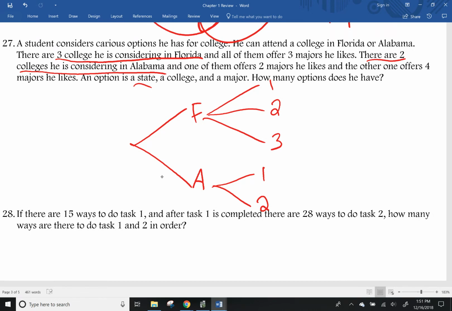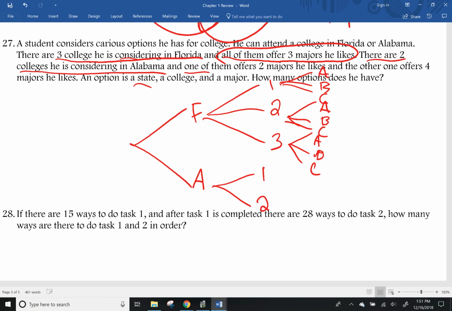The colleges in Florida all offer 3 majors he likes. So every one of these colleges offers 3 majors he likes. I'll call them A, B, and C. This college also offers the 3 majors he likes, A, B, and C. And then this one offers A, B, and C. In Alabama, one school offers 2 majors he likes, and the other school offers 4 majors he likes. So A, B, C, D.